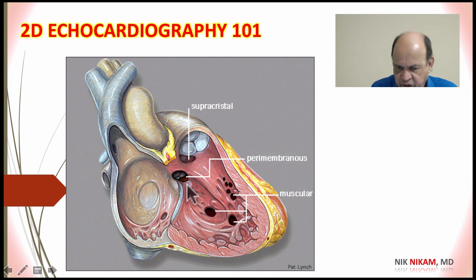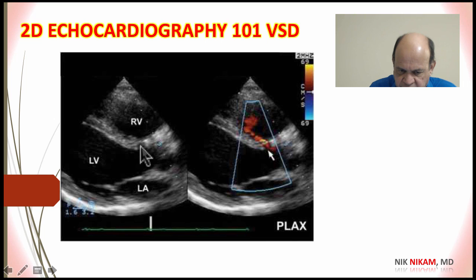Here we can see this is the pre-membranous type of ventricular septal defect. This is the supracrystal, which is just below the aortic root. Then we have the muscular ventricular septal defects, which can be multiple in some cases. Here's an example of a ventricular septal defect, and when we put the color Doppler, we see blood flowing from the left side of the heart into the right ventricular cavity.